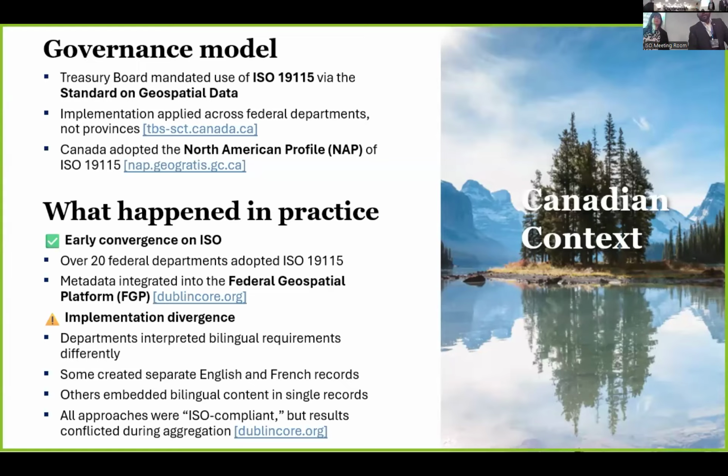So with that, maybe I'll pass it over to Bilyana to talk a bit more about the process of how that was done and some of the implementations that took place. Bilyana, over to you.